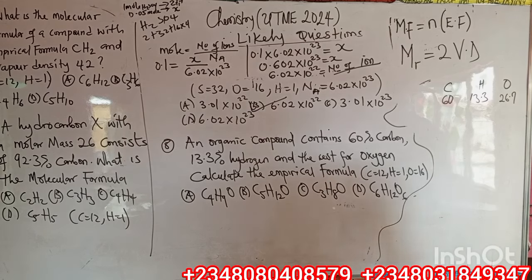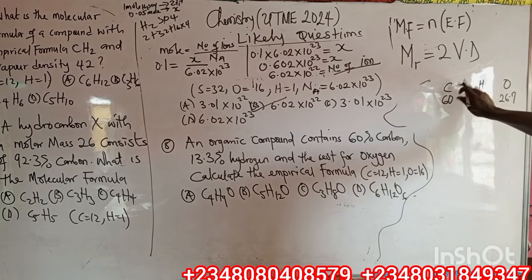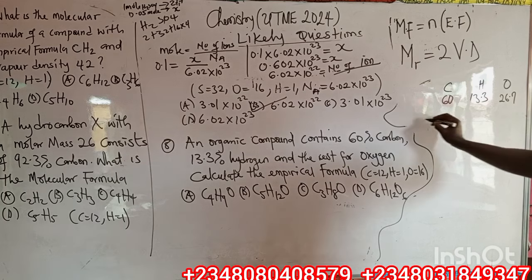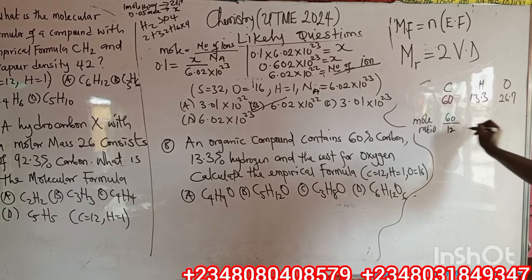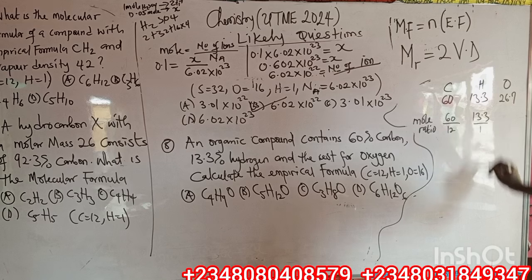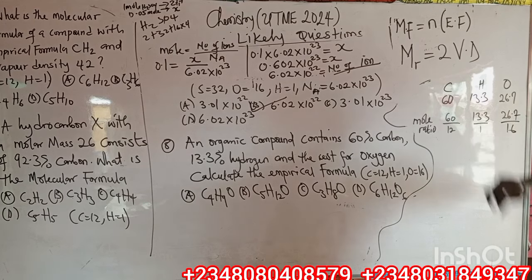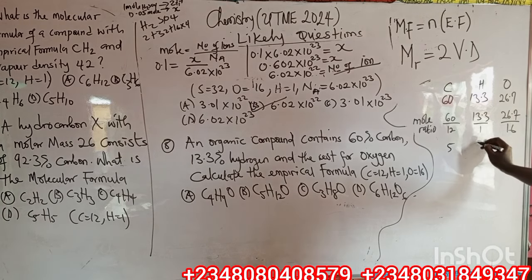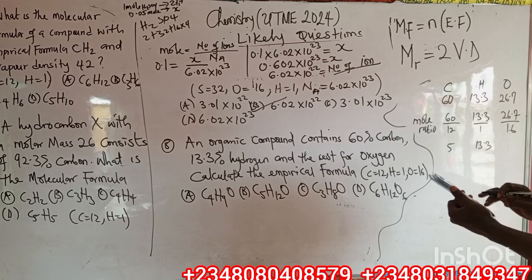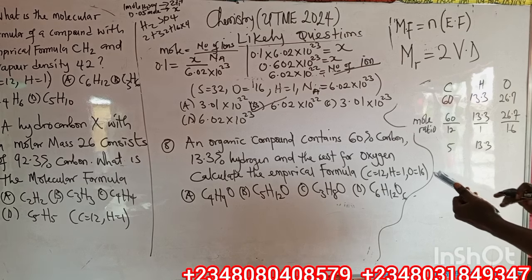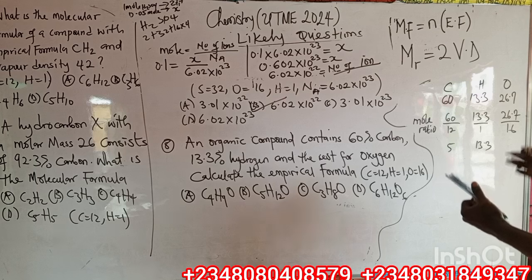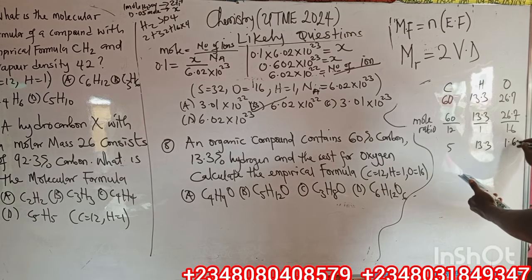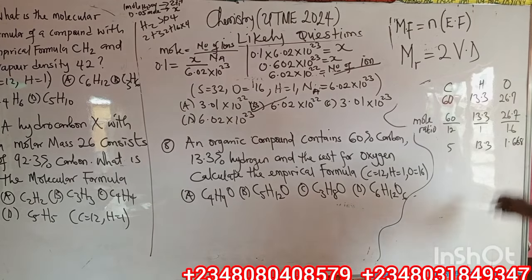Then the question says, calculate the empirical formula. For you to get the empirical formula, the mass number of carbon is 12, the mass number of hydrogen is 1, and the mass number of oxygen is 16. Find your mole ratio. That means 60 over 12, which gives you 5. 13.3 over 1, gives you 13.3. 26.7 divided by 16 gives you 1.668.